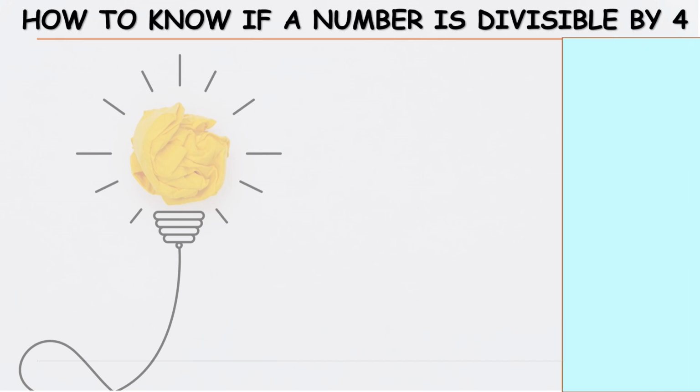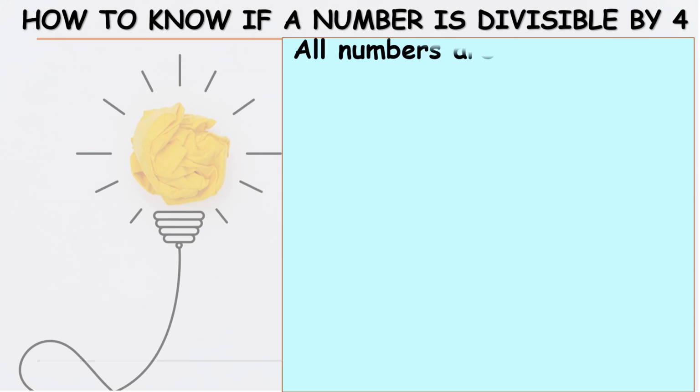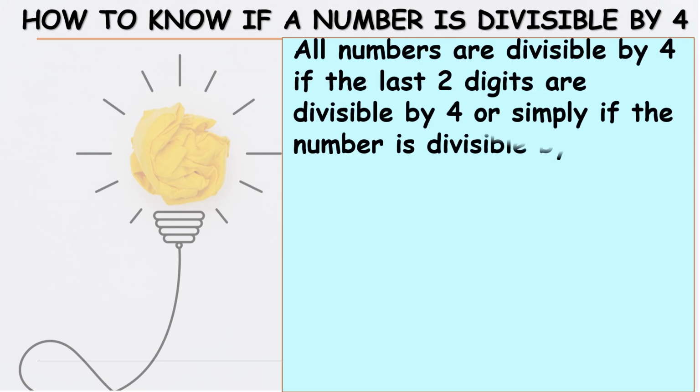Now we'll be looking at numbers that can be divided by 4. So what we do is, there are two considerations that we can look at. The first consideration is that a number is divisible by 4 if the last two digits are divisible by 4, or simply if the number is divisible by 2 twice. We'll look at that consideration.